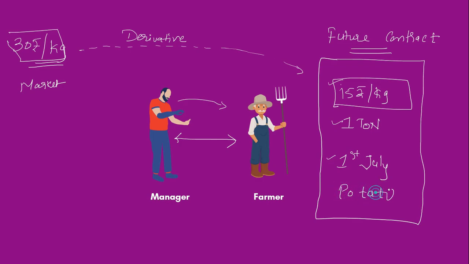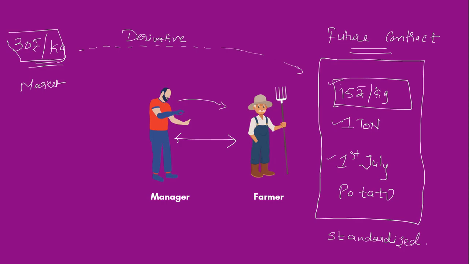Any future contract is basically a standardized contract. Now what do we mean by standardized? Standardized basically means there is no scope of negotiation. That means on 1st of July, when the manager and farmer meet each other, the manager has to pay 15,000 rupees and the farmer has to deliver 1 ton of potato. If one of the parties doesn't fulfill the condition, then the other party can impose penalties on them. So a standardized contract basically means a fixed contract where there is no scope of changes or negotiation.